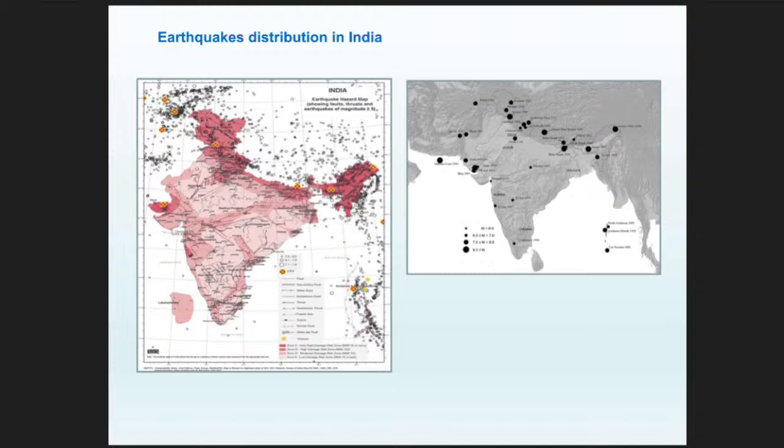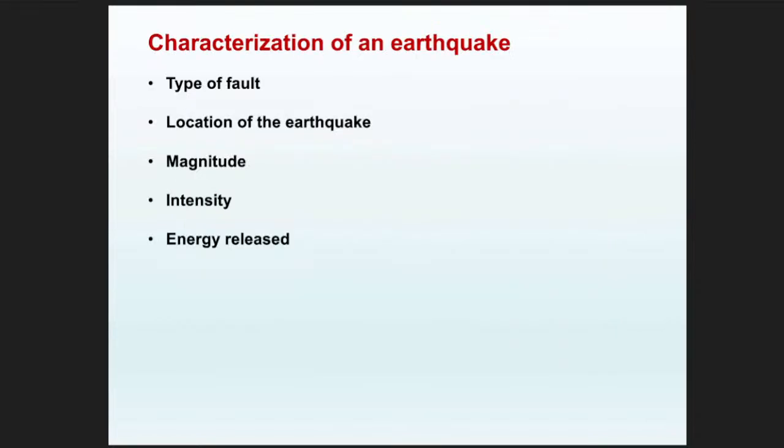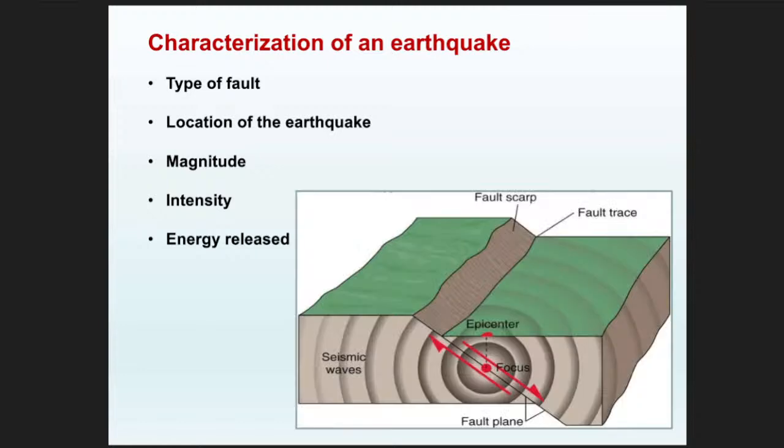Now we understand what the causes of the earthquakes are, and we have to learn more about the earthquakes. This is one more type. Through this cartoon, I would like to show how volcanic earthquakes occur. After that, once we have an earthquake, as a seismologist or an earth scientist, we try to characterize it with the help of type of fault, location of earthquake, magnitude, intensity, and energy release. These terms you might have heard during the news coverage after the earthquake.